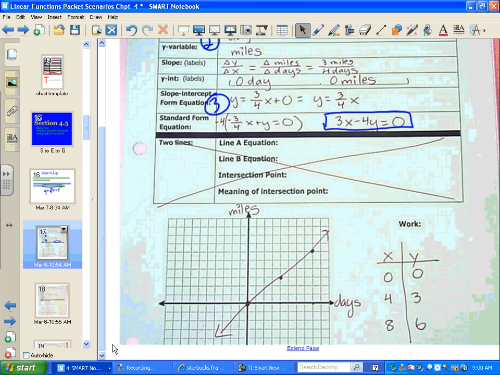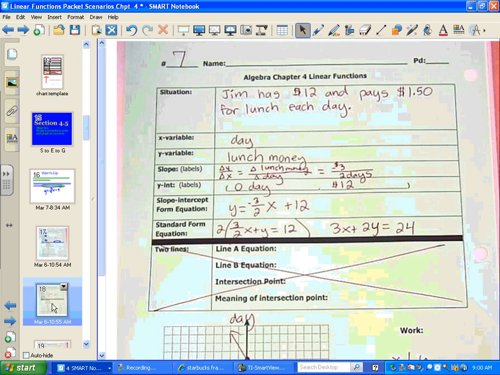Your graph should be an increasing function because the amount here of miles is increasing every day. Any questions on any part of this? Okay, remember, if something's wrong, fix it. If you're not sure of something, please ask.